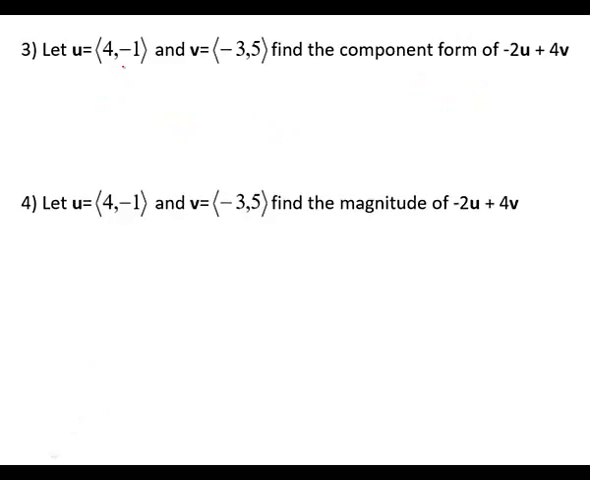All right, so number 3, we need the component form. Basically, this says multiply by negative 2, multiply by 4, and then add the 2 vectors together. So when I multiply this one by 2, what do we get for our new vector? Good. And we multiply this one by 4, what do we get for our new vector?